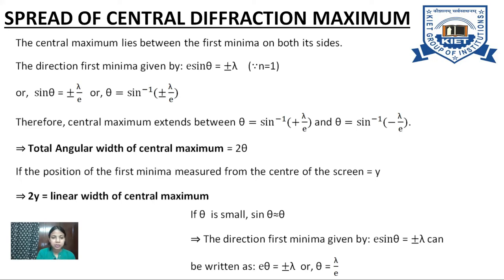This is the angle when measured in terms of theta, or the angle. If the position of the first minima measured from the center of the screen is y, then the linear width of the central maxima is 2y. If theta is small, sine theta tends to theta, and this is what happens in all the cases. The direction of the first minima given by e sine theta equals plus minus lambda can be easily written as e theta equals plus minus lambda, or theta becomes lambda upon e.